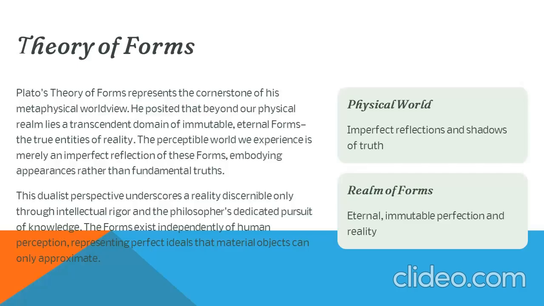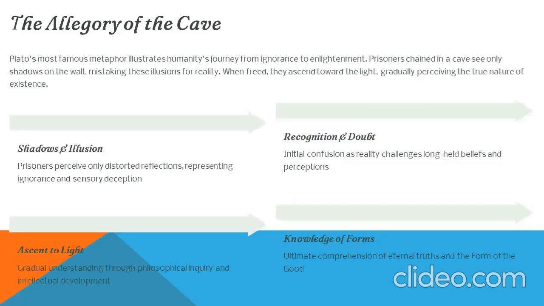The forms exist independently of human perceptions, representing perfect ideals that material objects can only approximate. Physical world: imperfect reflections and shadows of truth. Realm of forms: eternal, immutable perfection and reality.